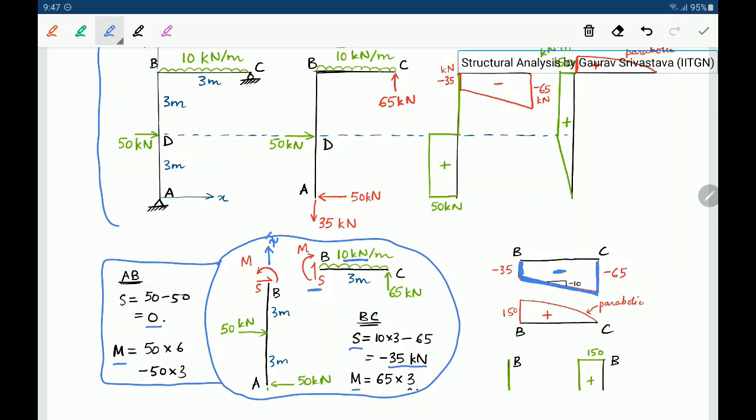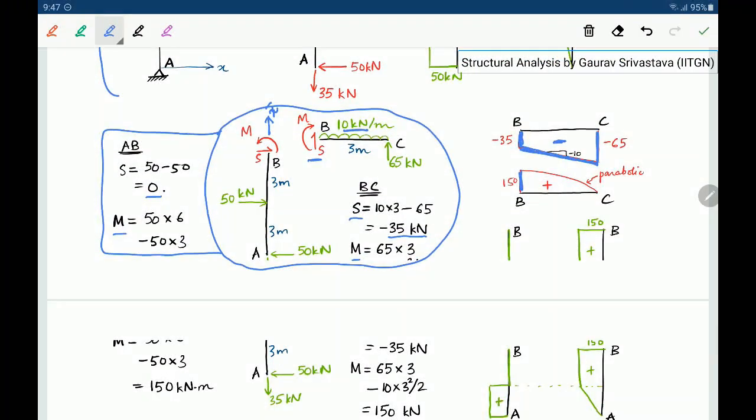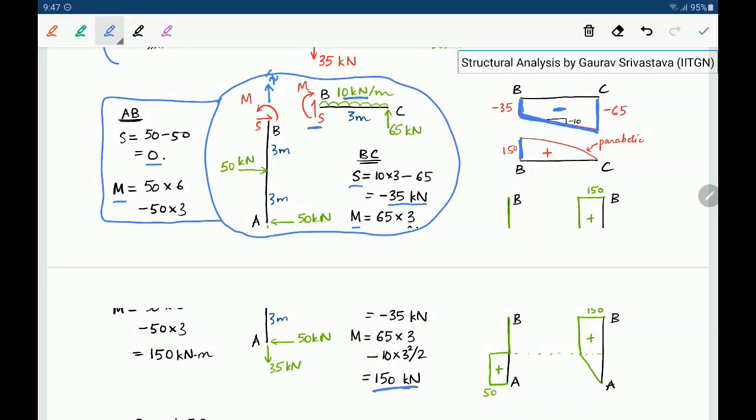Overall this is a negative shear force. Using this shear force diagram we can draw the bending moment diagram. At the left end the bending moment is +150, and since the shear force is varying linearly, the bending moment will vary quadratically. Also, since the shear force is all negative, the slope of the parabola will remain negative. So it will be a parabola of this shape.